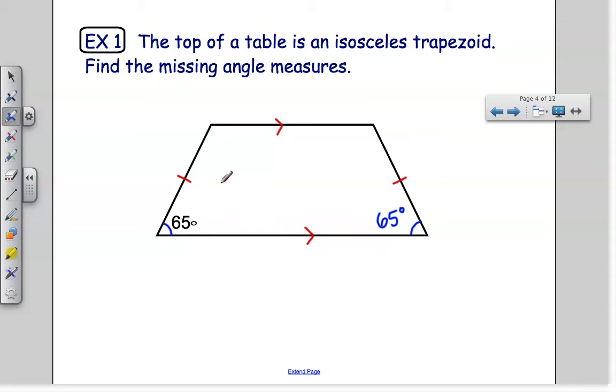And then I know that the angles between the parallel lines here, these consecutive interiors, would have to add to 180. So I'm doing 180 minus 65 and getting 115 here, which would have to be the same angle measure because the base angles are congruent in that isosceles trapezoid, or again, these two would have to add to 180 as well. So one angle measure in an isosceles trapezoid is enough to find all of them.